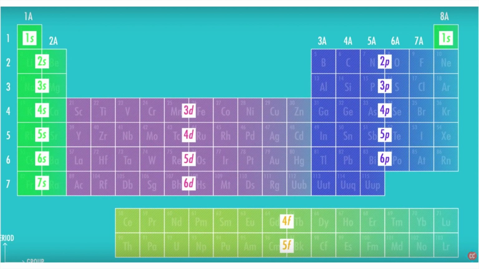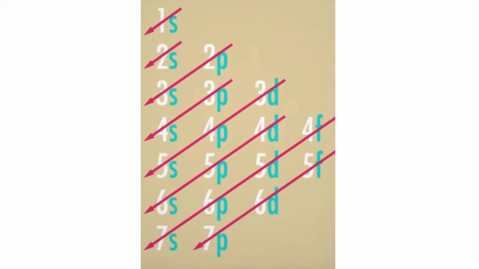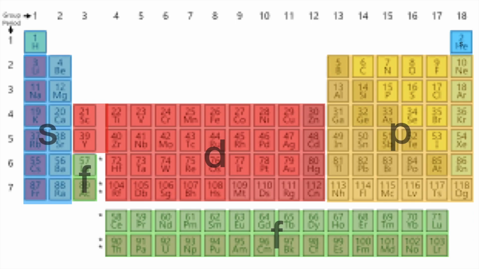Anyway, so here's another chart for you. So you can just copy this if you want. Also, here's another way. You start at 1s, and then you do 2s, then 2p, 3s, then 3p, 4s, 3d, 4p, 5s, 4d, 5p, 6s, 4f, 5d, 6p, 7s, 5f, 6d, 7p. Now this is how to write out electron configurations. So what did we do?